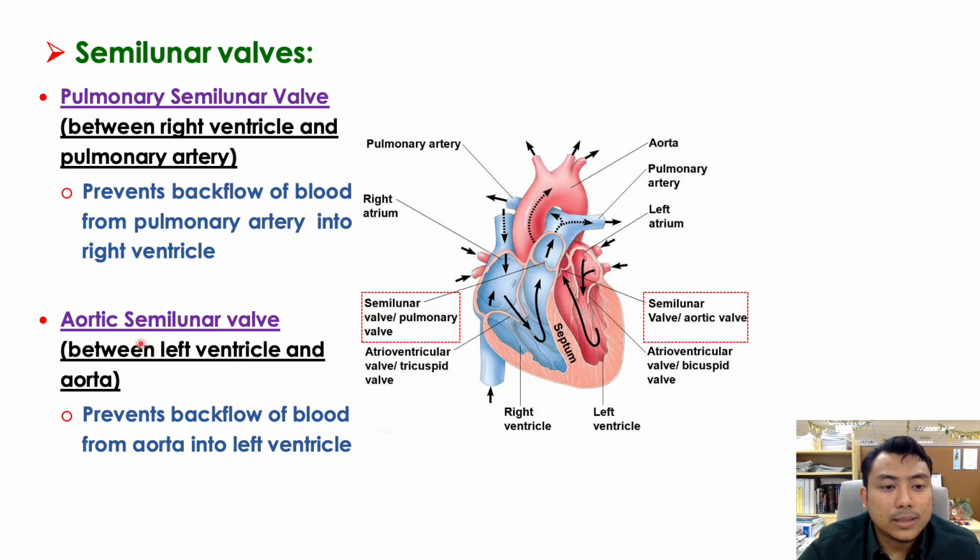Okay, whereas the other one, aortic semilunar valve, which is yang ada dekat dalam sini lah, saya suppose. Okay, yang ni nampak ada sikit je nampak dekat sini. So ini adalah semilunar valve ataupun aortic valve itu. It is located between the left ventricle, this one, and the aorta. So prevents the backflow of blood from aorta nak patah balik masuk ke dalam left ventricle. So dia dihalang oleh valve inilah.